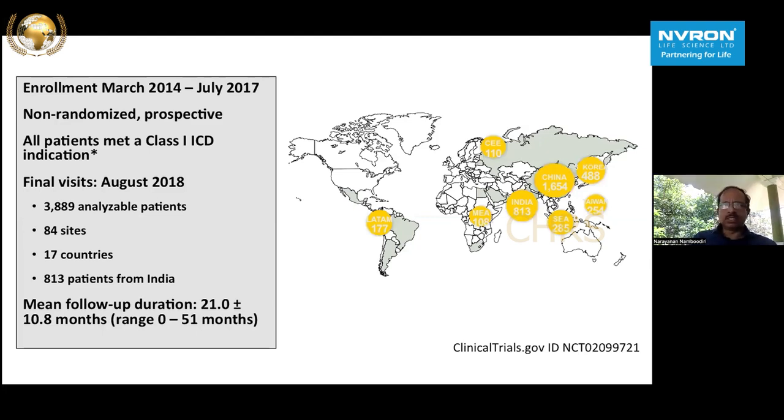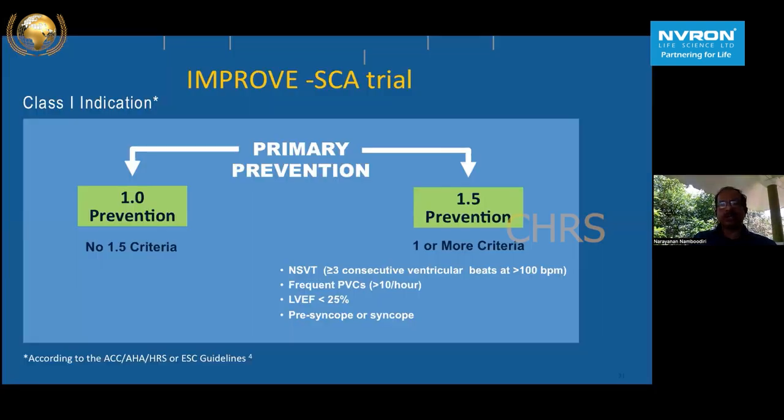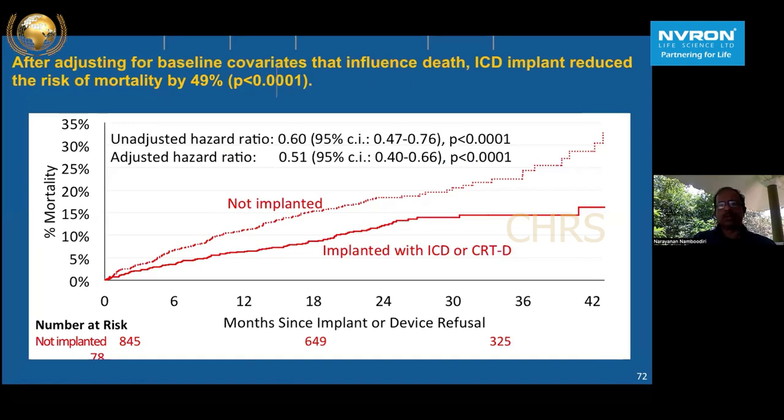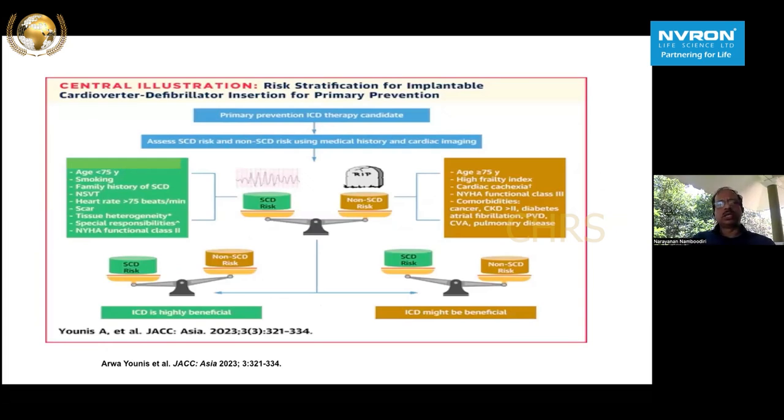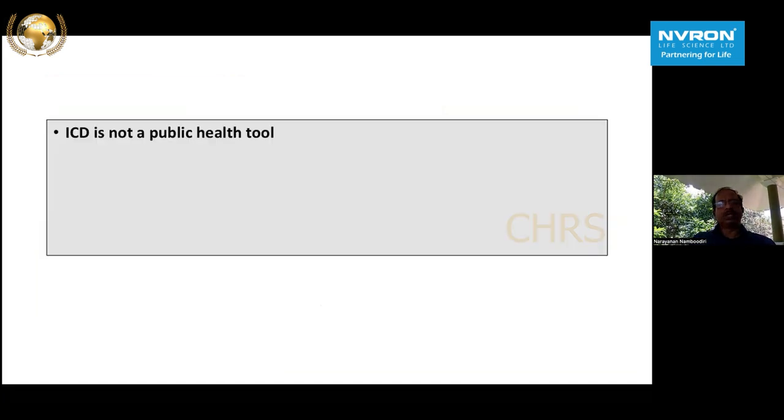There are some studies like the IMPROVE-SCA trial, which looked into additional factors that could guide even primary prevention, so-called 1.5 prevention: NSVT, frequent VPCs, ejection fraction significantly low, less than 25%, with pre-syncope or syncope. They definitely benefited from the ICD. Other guidelines have also shown that you can stratify this subgroup: age less than 75 years, smoking, family history of SCD, and NSVT with significant scar. All these patients would benefit from ICD more than the other subgroups.